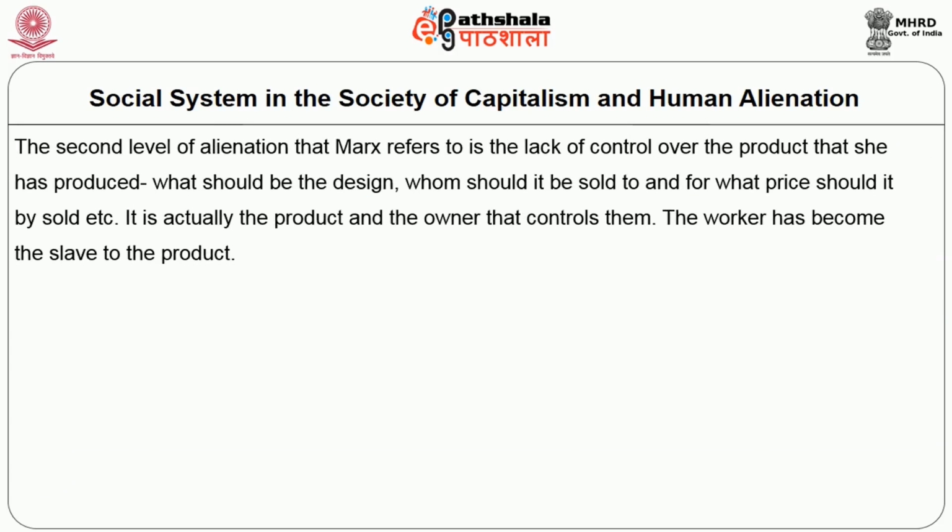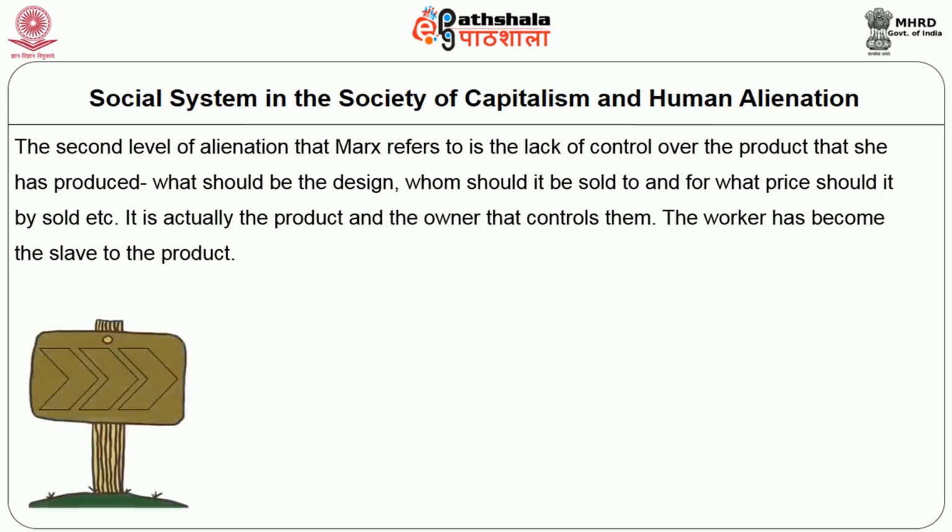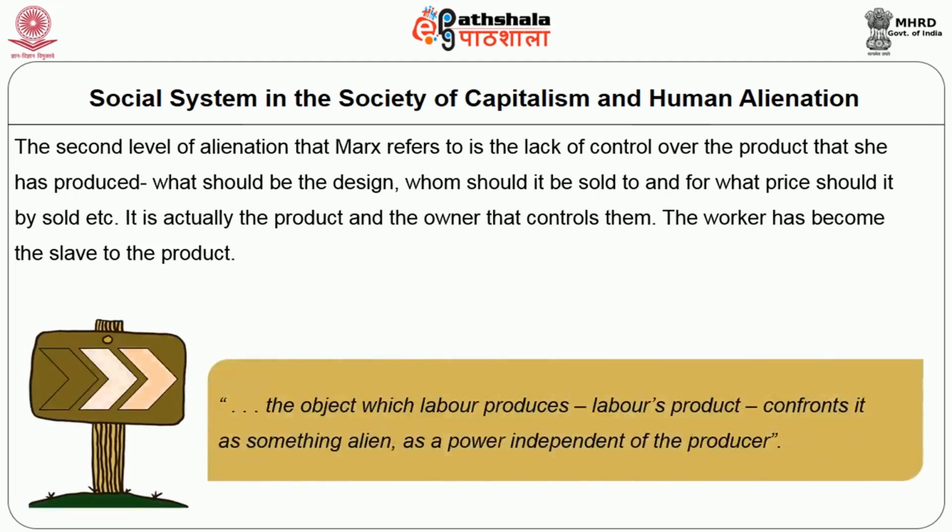The second level of alienation that Marx refers to is the lack of control over the product that she has produced. What should be the design, whom should it be sold to, and for what price should it be sold, etc.? It is actually the product and the owner that controls them. The worker has become the slave of the product. "The object which labor produces, labor's product, confronts it as something alien, as a power independent of the producer."